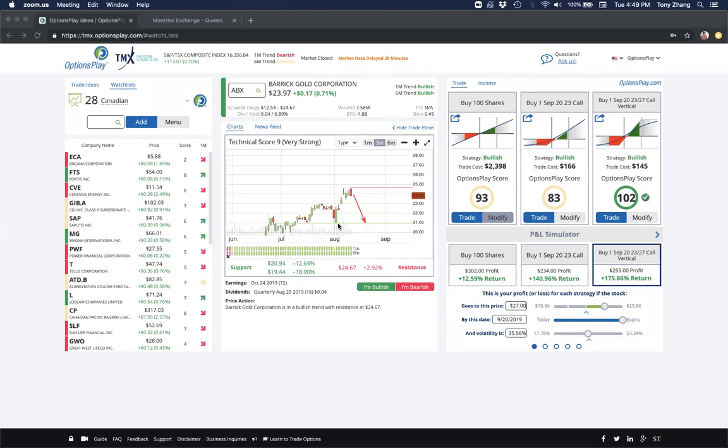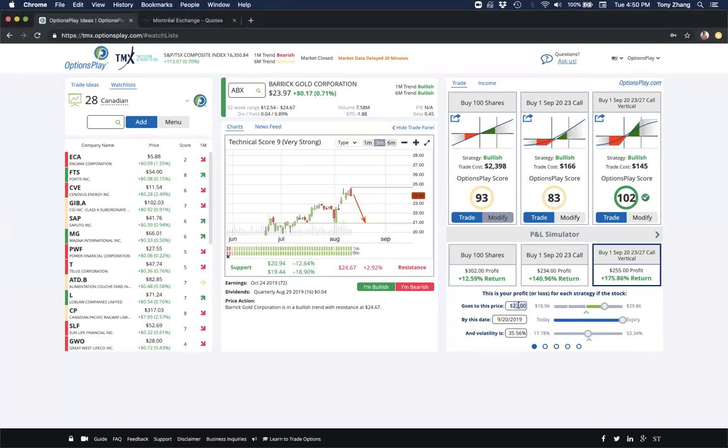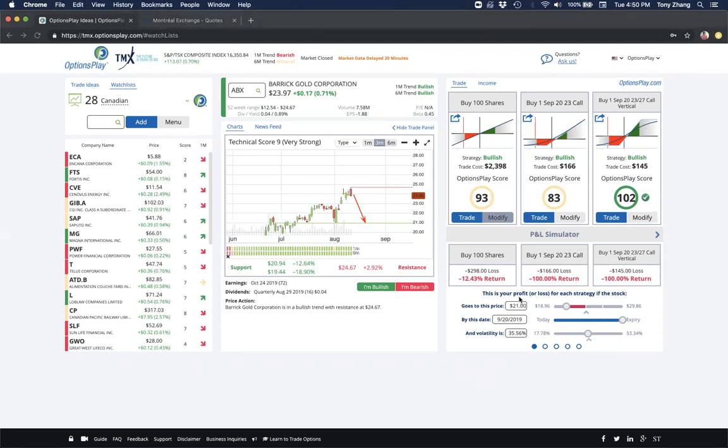Notice it was just there 2 weeks ago, so pulling back to 21 I don't think is a crazy possibility. So if the stock does pull back to 21, this is really what's most important. If you bought 100 shares of that stock, you'd lose 12.5% return, or about a $300 risk, versus if you bought a call option, you only risk $166. So you've risked half of what you would risk if you had bought the shares.